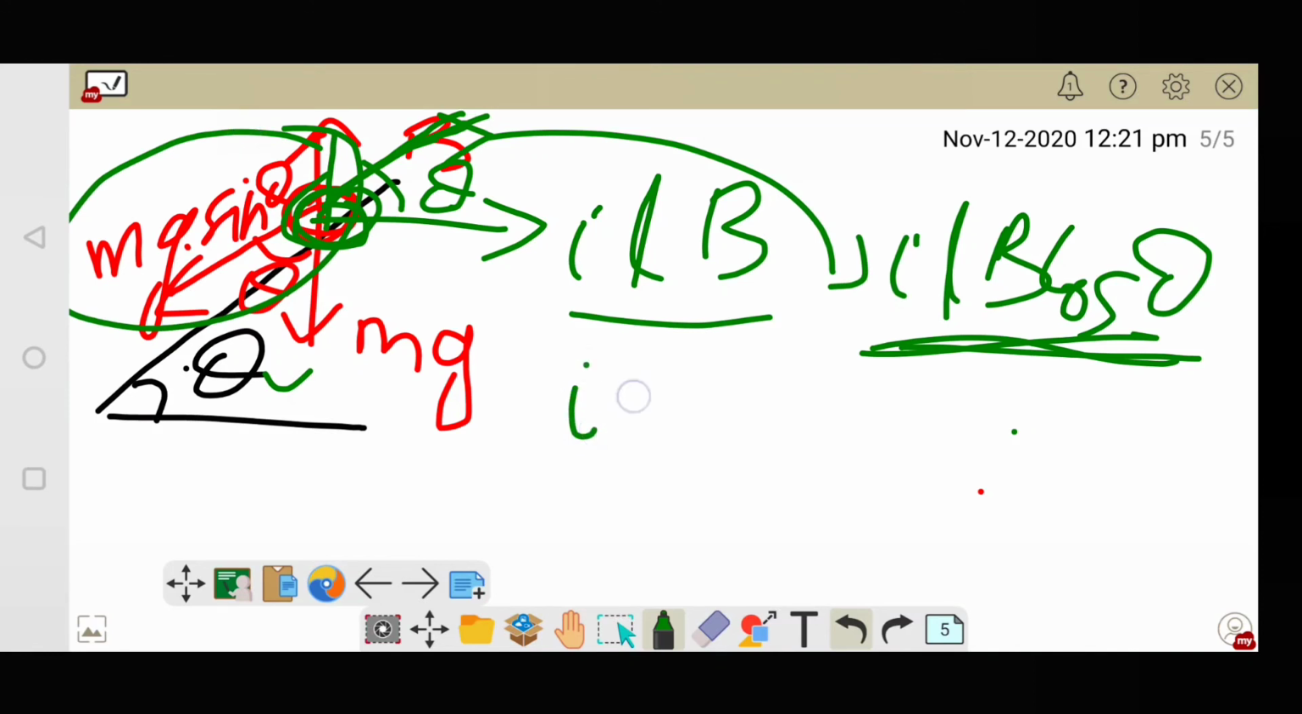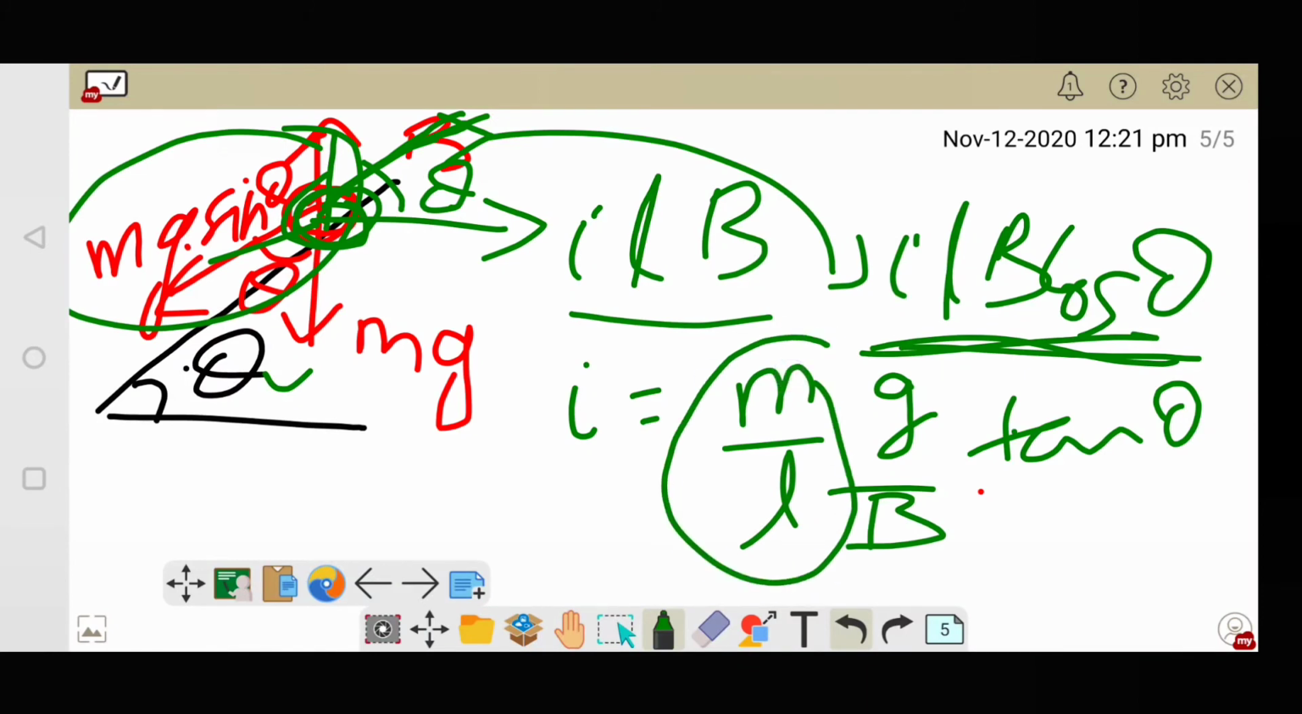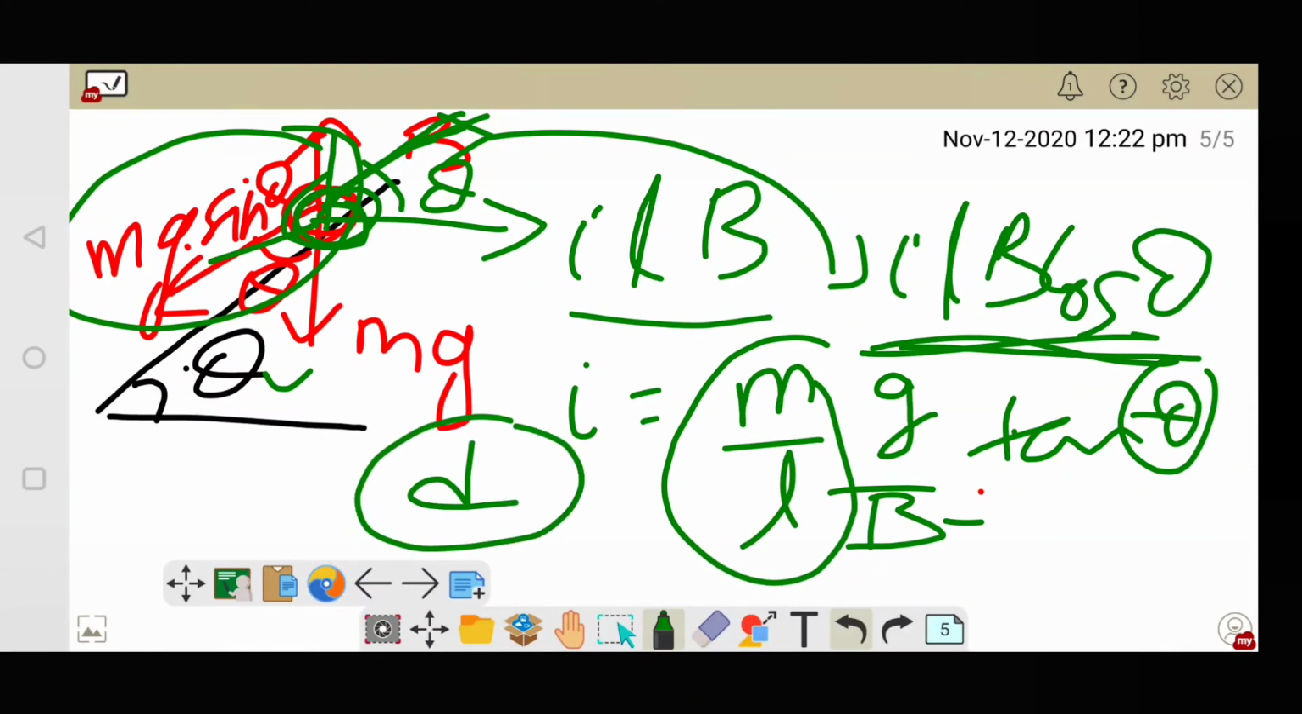So current will be equal to how much? It will be (m/L) g by B, sin theta by cos theta, that is tan theta. Mass is not given, length is not given, but mass per unit length is given. It is 0.5 kg per meter. B is 0.25 Tesla, theta is 30 degrees. So if you substitute the values, you will get option D as the correct answer.